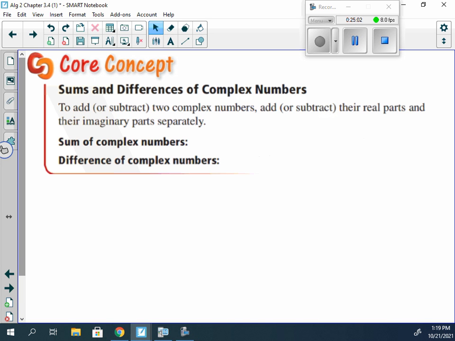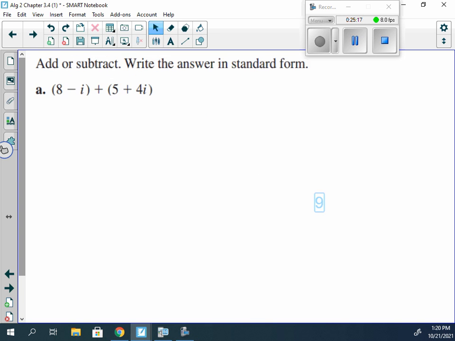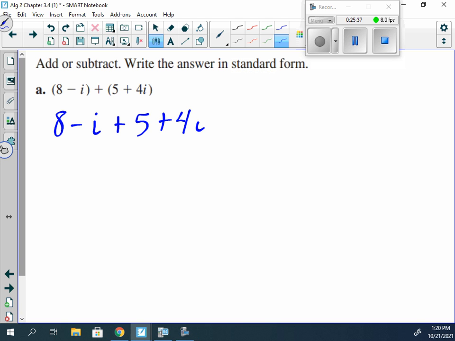To add or subtract two complex numbers, add or subtract their real parts and their imaginary parts. Okay, for adding and subtracting two things with imaginary numbers, add the parts without i, add or subtract the parts with i, and you get your answer. 8 minus i plus 5 plus 4i. Well, since we have addition, or positive, in front of both parentheses, we can just drop the parentheses, which tells us that we have 8 minus i plus 5 plus 4i.